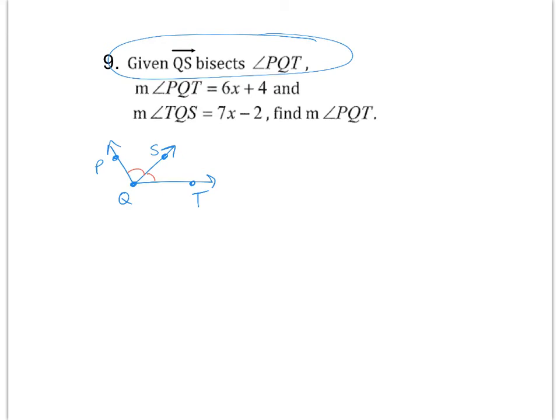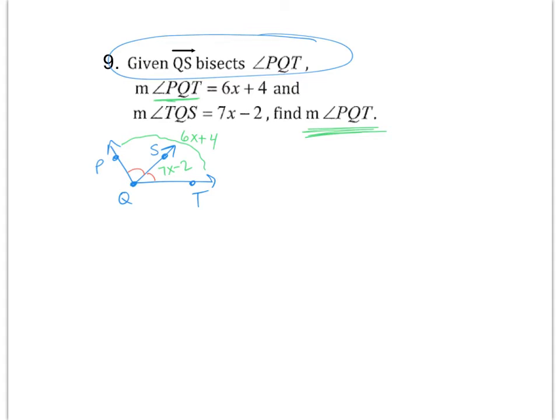Now I'm going to label my stuff. Angle PQT is the whole big angle. It's kind of hard to mark, so I just kind of go like this. That is 6x plus 4, the whole big thing. And then angle TQS, everybody find TQS. That one is 7x minus 2. And they want us to find the measure of angle PQT, the big one.